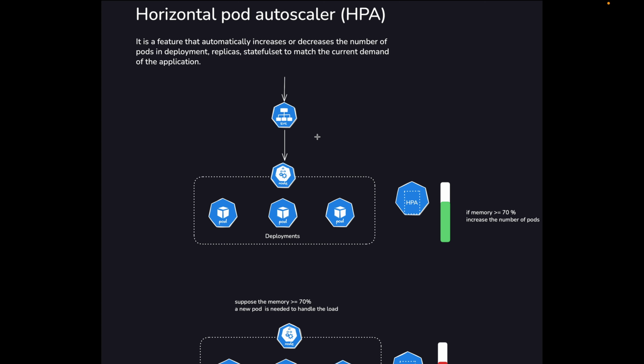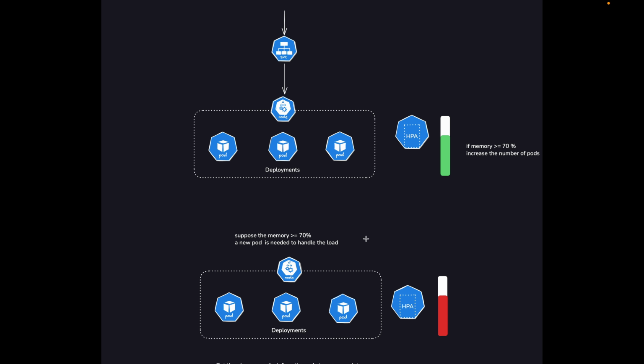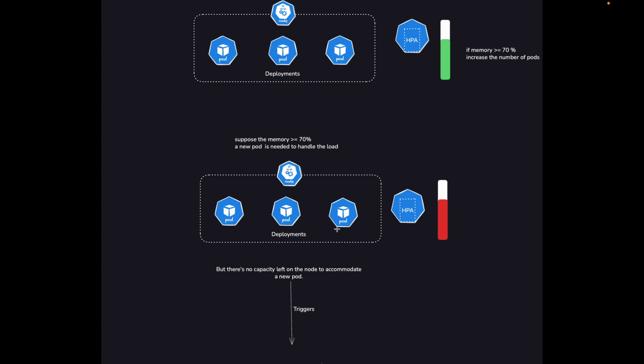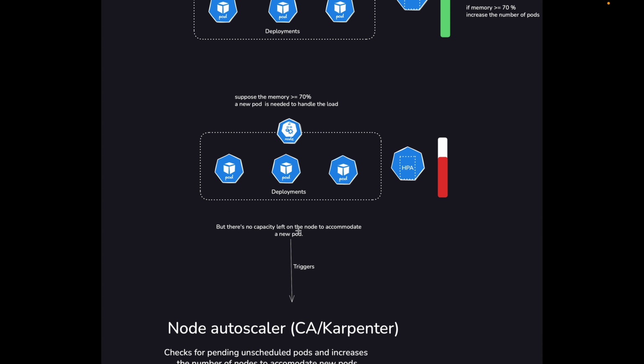Let's see an example here. Suppose we have a node here, and inside this we have a deployment running with 3 pods. And for this we have configured an HPA, and it has been told that anytime the memory crosses the 70% criteria, please increase the number of pods. So now suppose the memory crosses the 70% criteria that we have set, and a new pod is needed to handle the load. But due to some reason there's no capacity left on the node, because nodes are basically physical or virtual machines which have a limited number of resources. You just cannot infinitely increase the number of pods on that.